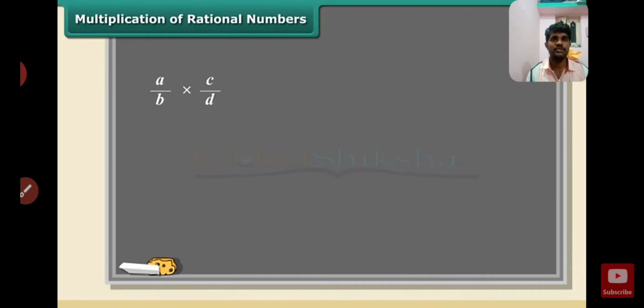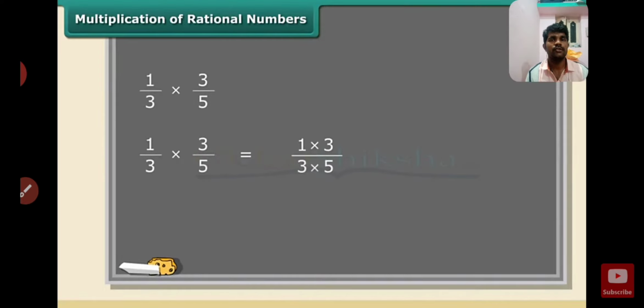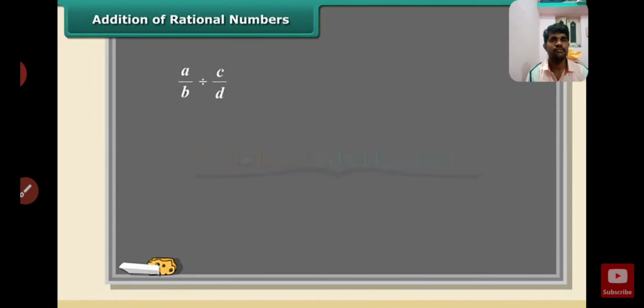Multiplication of rational numbers: we multiply numerator to numerator and denominator to denominator. A into C is AC, B into D is BD. Hence we can write it as AC divided by BD. For example, 1 by 3 into 3 by 5: 1 into 3 is 3, 3 into 5 is 15. The simplest form is 1 by 5.